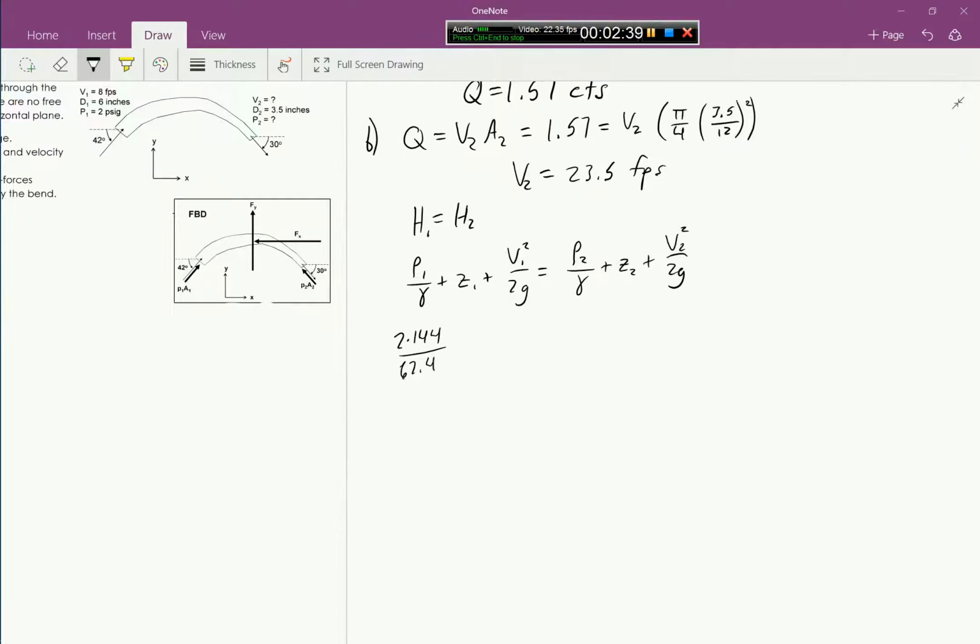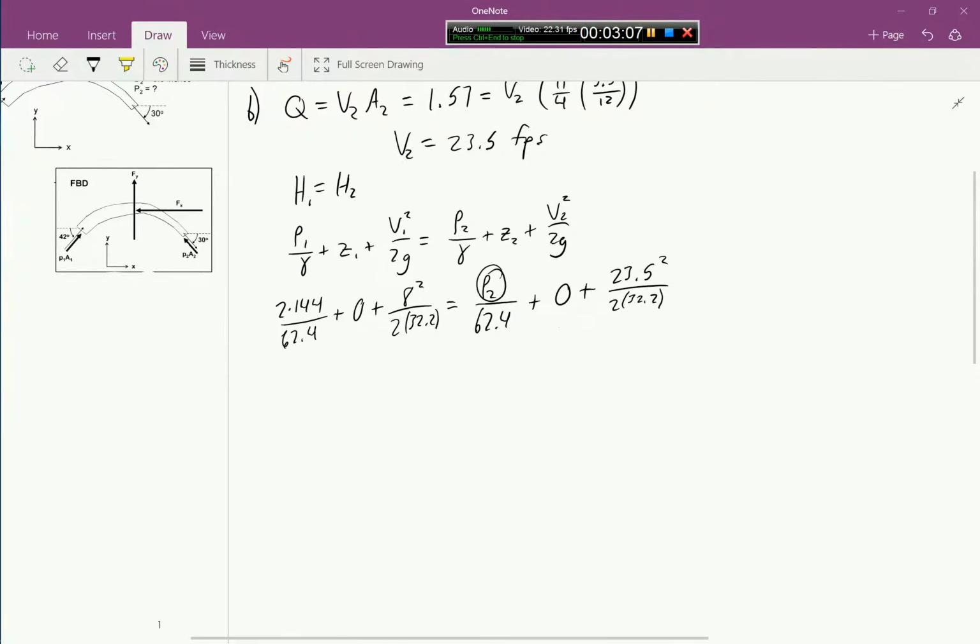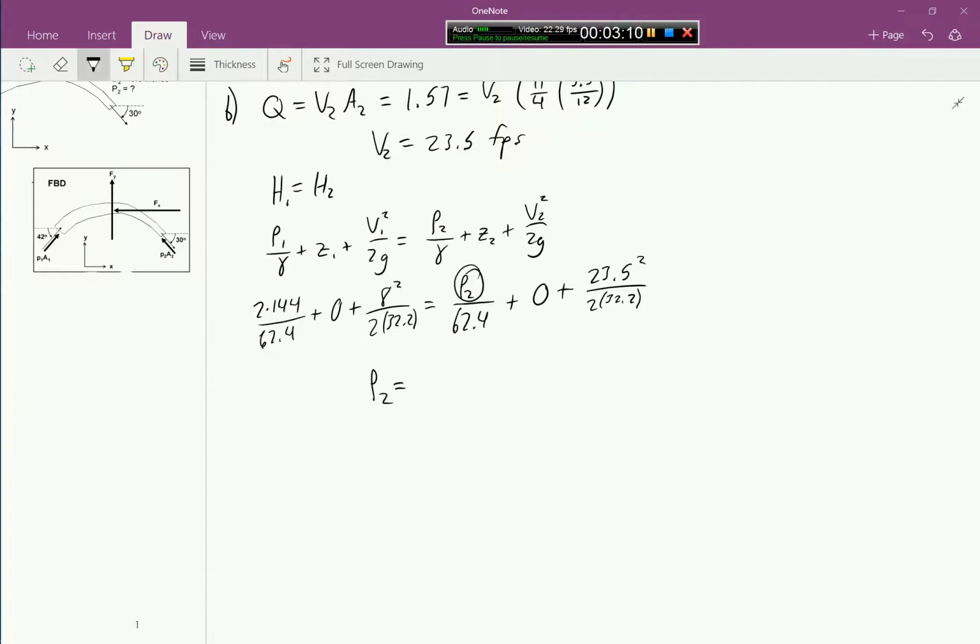So we have P1 over gamma plus Z1, which is 0 because this is in the horizontal plane. We have V1 as 8 given in the problem, squared over 2 times G, which is equal to P2, which is what we're trying to find there, and then over gamma plus Z2, which is 0, plus V2 squared, which we found previously as 23.5, over 2G. And if you solve all this out, we get a value for P2 being negative 185 PSFG. So that's part B done.